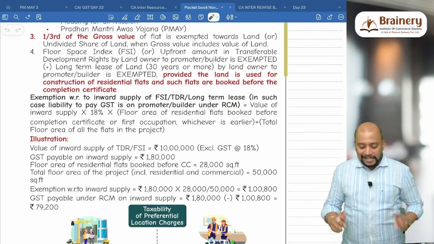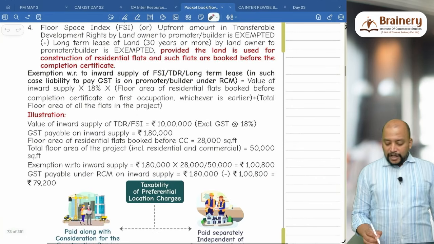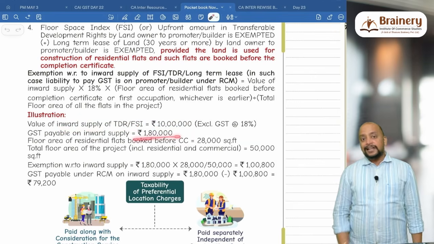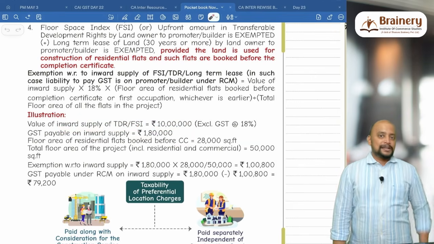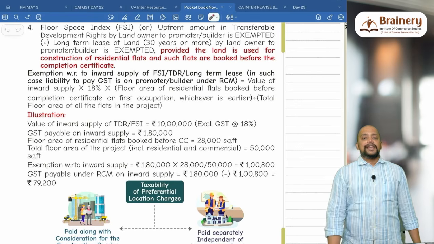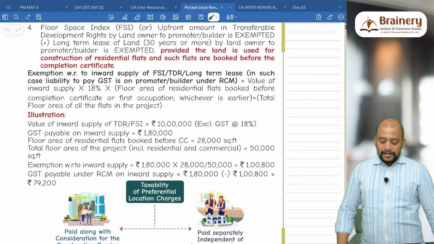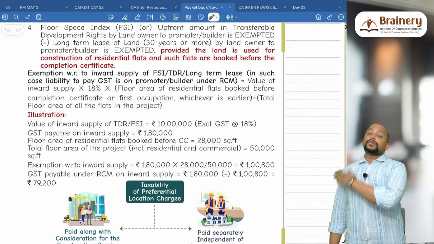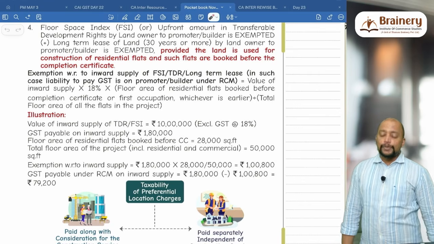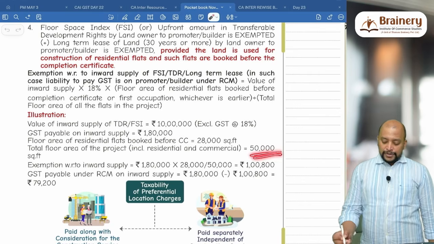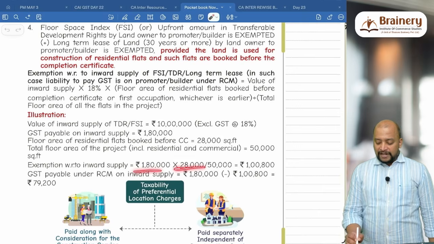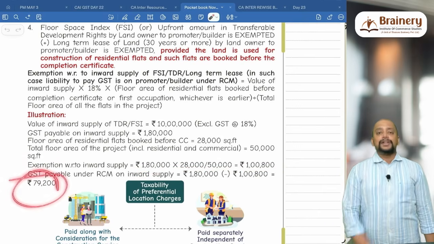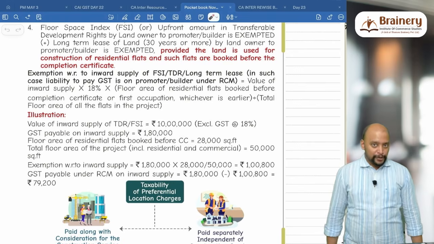To that extent it is exempted. For example, value of inward supply of TDR, FSI 10 lakhs, 10 lakhs into 18%, 1,80,000. But now in that 1,80,000 there is an exemption. We need to see how much is the area of flats, residential flats booked before completion certificate, 28,000 square feet, divided by total carpet area of the project including commercial. So that is 50,000. So 1,80,000 into 28 divided by 50, 1,00,800 is exempted. So remaining 79,200 is GST payable under RCM by the promoter or builder.